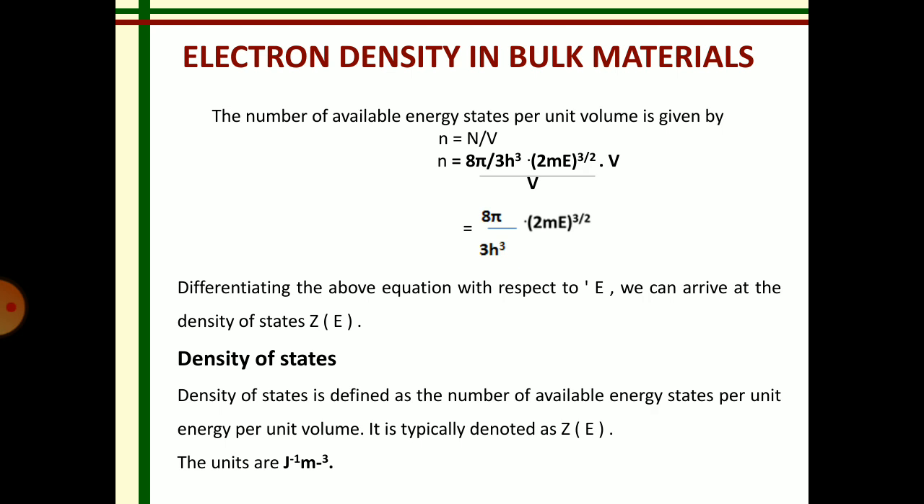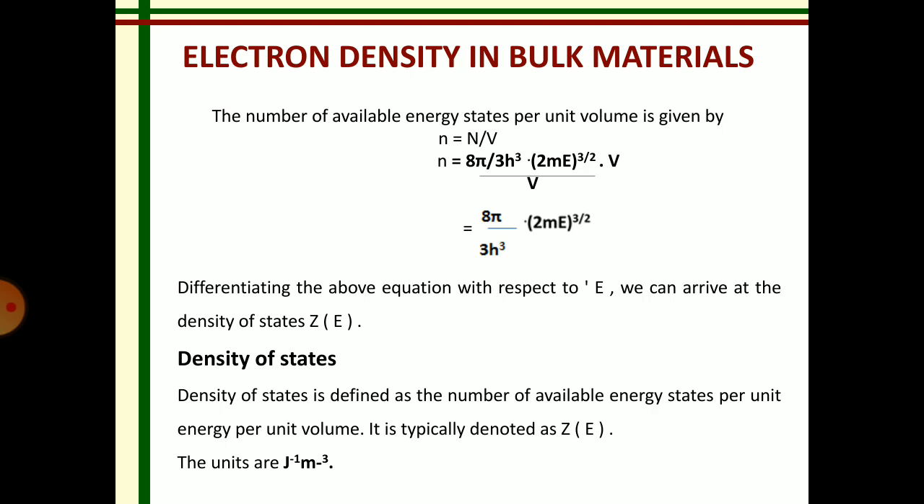The number of available energy states per unit volume is given by small n, that is equal to capital N divided by V. Here you have to substitute the value of capital N and divide it by capital V. After simplification we will get small n is equal to 8 pi divided by 3 h cube into (2me) whole power 3 by 2. Differentiating the above equation with respect to E, we can get the density of states.